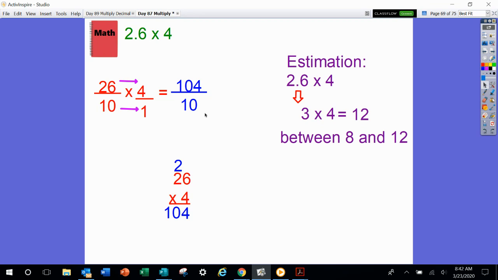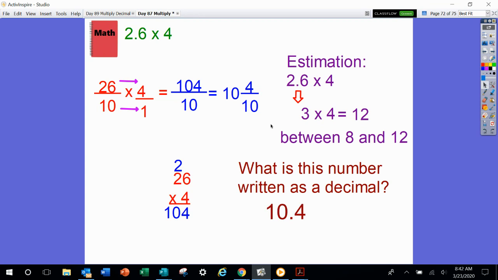Well, how many groups of 10 can I make from 104? I can make 10 whole groups with a remainder of 4. 10 and 4 tenths. Well, let's see. As a decimal, that looks like this. 10 and 4 tenths.